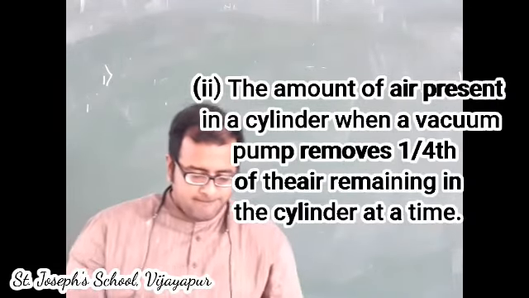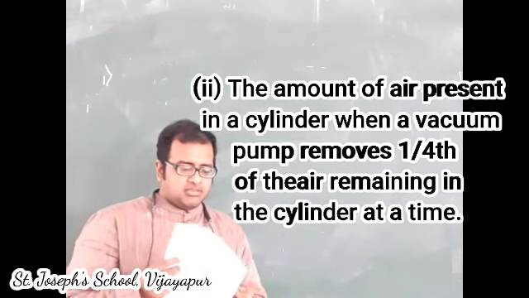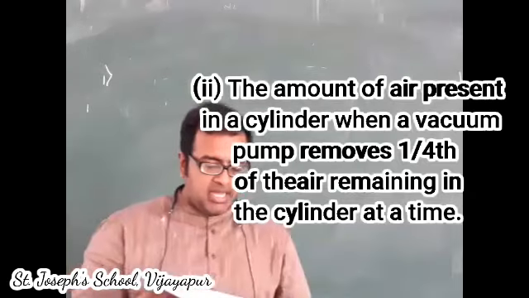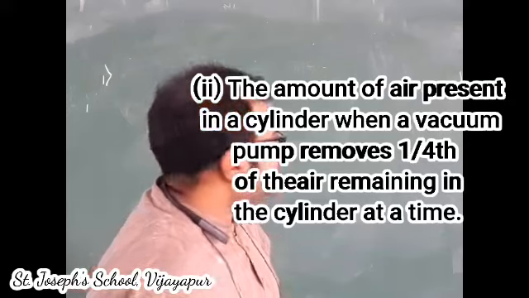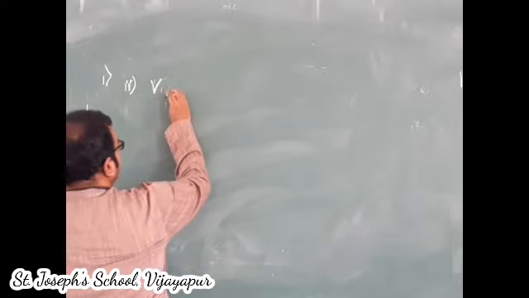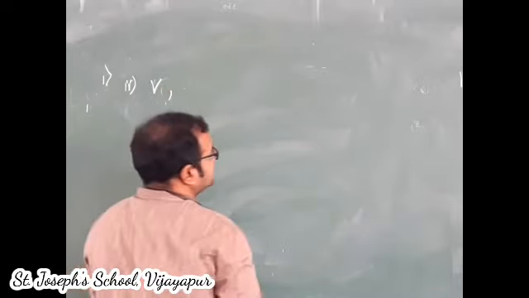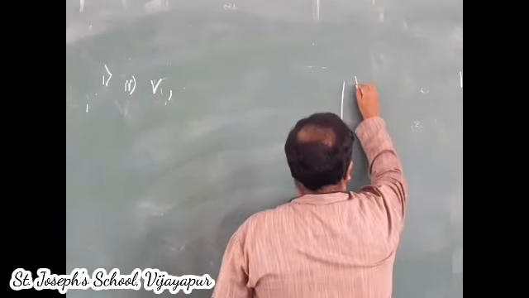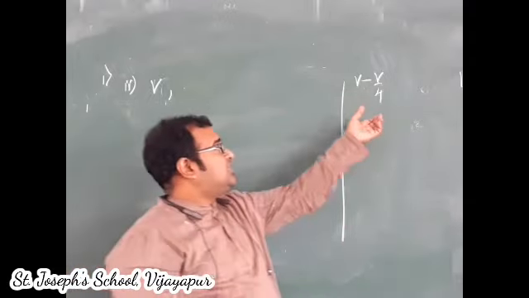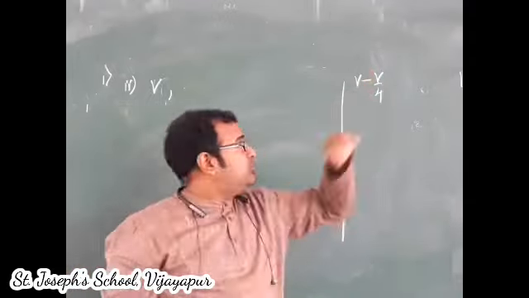The second sub question goes like this. You see here that the vacuum pump is removing 1/4 of the air which is already in the cylinder. So suppose the starting volume, let us consider it as V, is the initial volume. So what will be the next volume? Let us calculate that. The next volume is V minus V by 4. V by 4 is 1/4 of the existing volume. The existing volume is V, so 1/4 of that volume is V by 4.